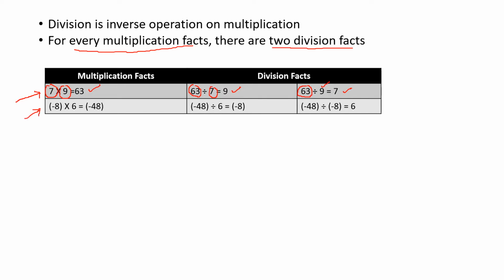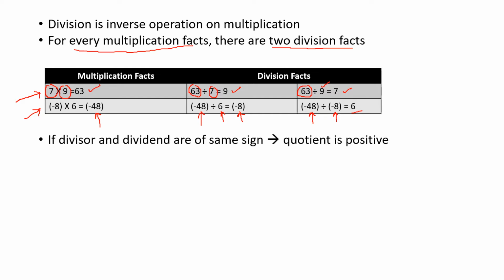Let's take another example, where one of the numbers is negative. Minus 8 multiplied by 6. You remember multiplication of integers? Since they are opposite signs, the result will be negative, right? So the product is negative, minus 48. If you divide minus 48 by 6, you get minus 8. Or else, if you divide minus 48 by minus 8, you get 6. So you can observe carefully that for every multiplication fact, you have a division fact.